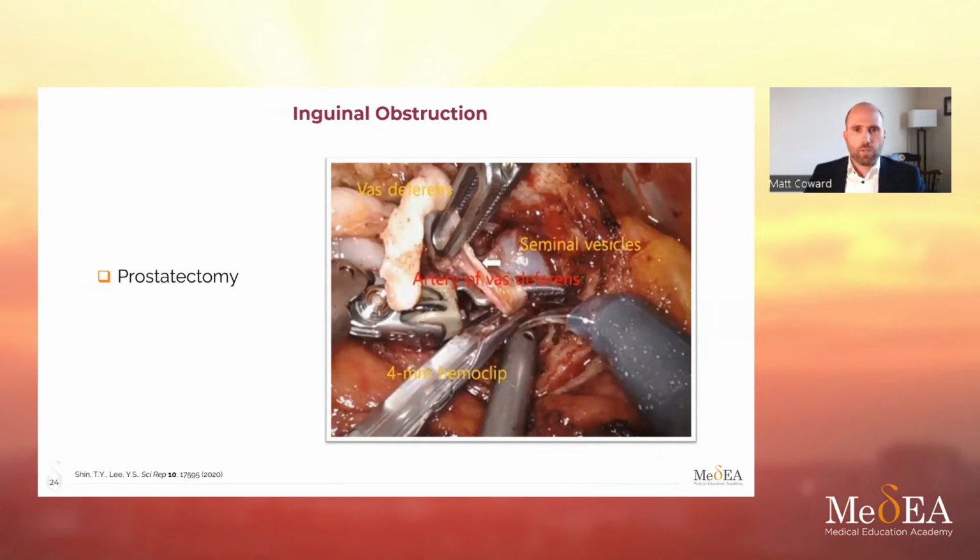A common cause of inguinal obstruction would be a patient with a prior prostatectomy. We're seeing this more commonly now among men who are delaying paternity or men who are remarried who have a prior history of prostate cancer and a prostatectomy. Prostate cancer is being diagnosed in younger and younger men and being treated with prostatectomy.